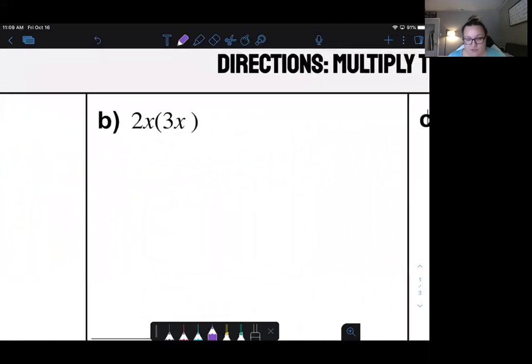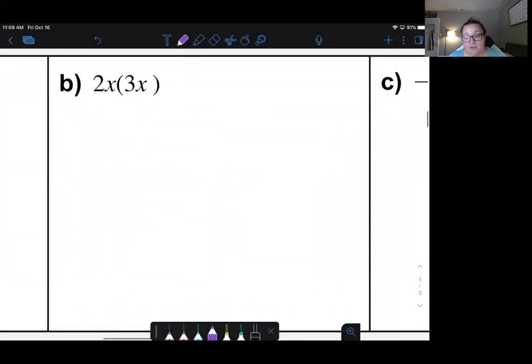All right, now it's your turn. Multiply 2x by 3x. What do you get?